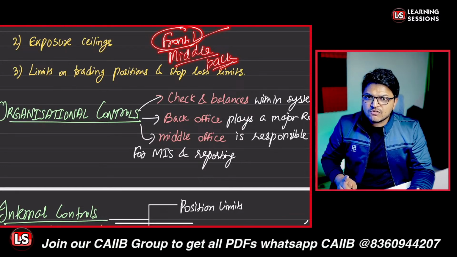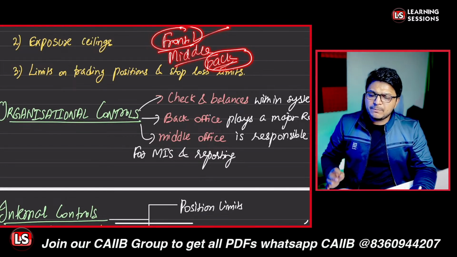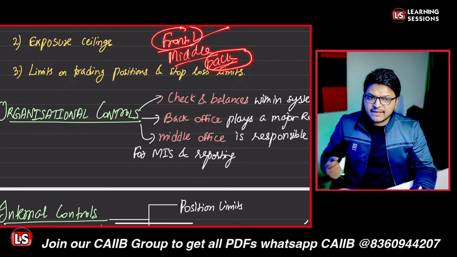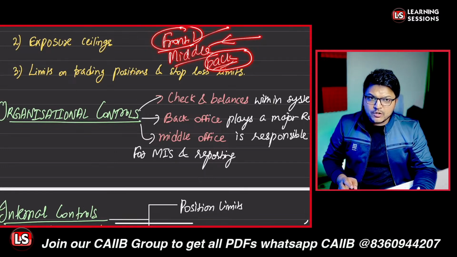And the back office was responsible for what? For confirmation of the deals, right? So whatever deals are entered into by the front office, the back office will independently confirm the orders, right? And also we'll be looking into the different aspects related to it. Whatever exposure limits are allowed will be checked by the back office. And risk management and reporting related tasks will be performed by the middle office, right?